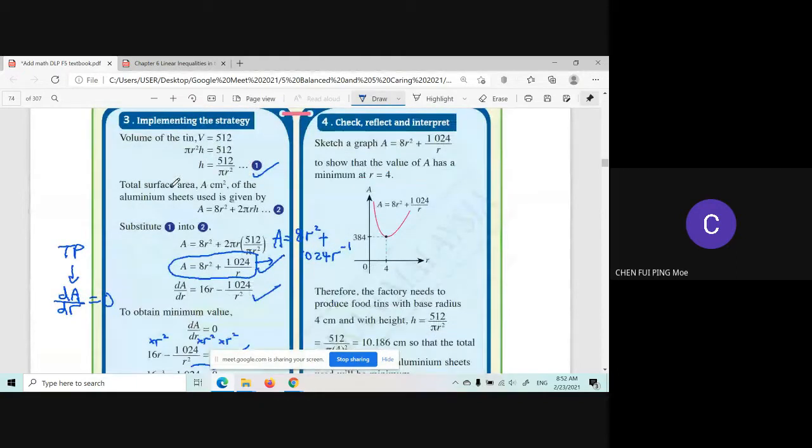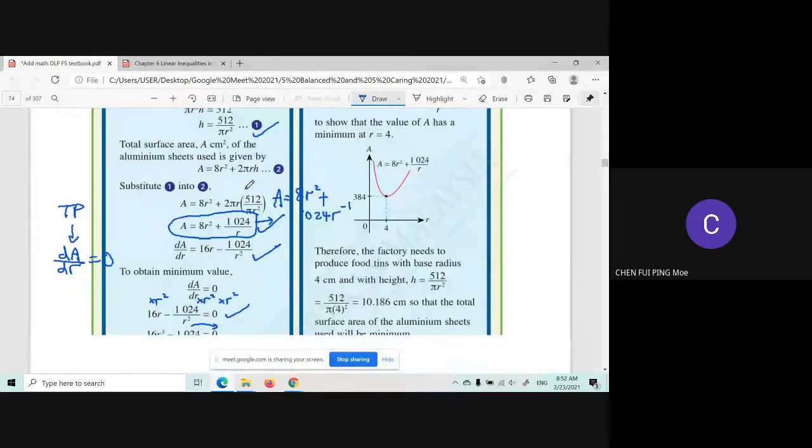Can understand until now? Everybody can understand? Can follow what I say? Can? Can give me some response? So far okay or not? No response. Means that yes, you understand. Okay, then I continue.